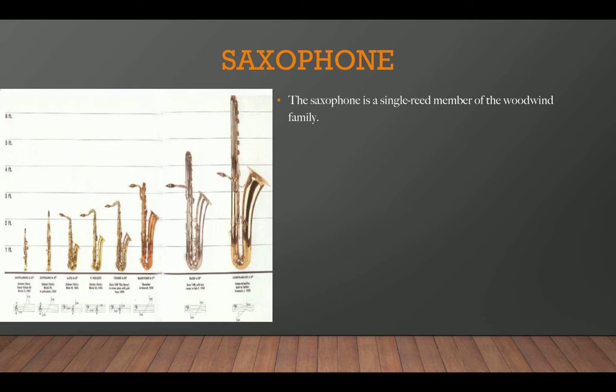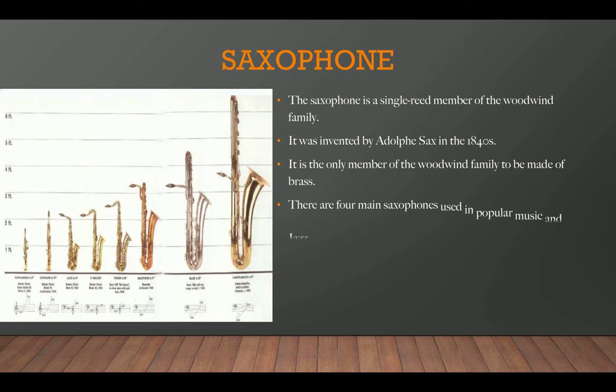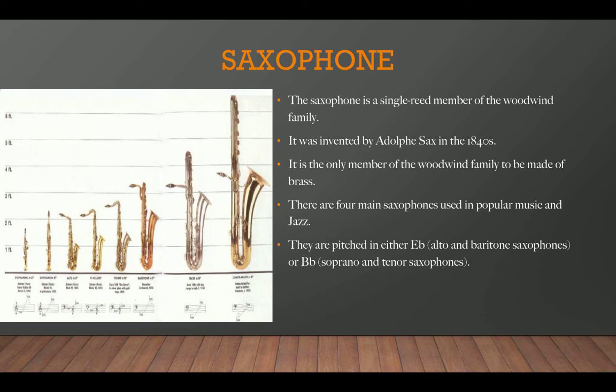So, saxophone is a single member of the Woodwind family. It was invented by Adolf Sax in the 1840s. It's the only member of the Woodwind family to be made out of brass. And there are four main saxophones used in popular music and jazz. That's the soprano, the alto, the tenor, and the bari, or short for baritone.